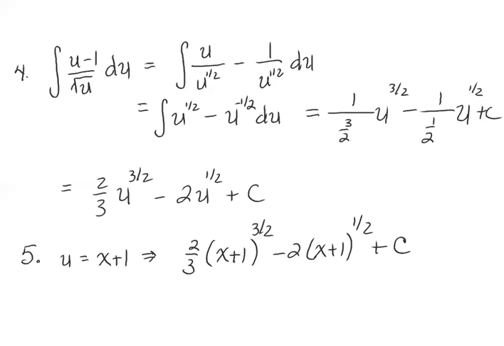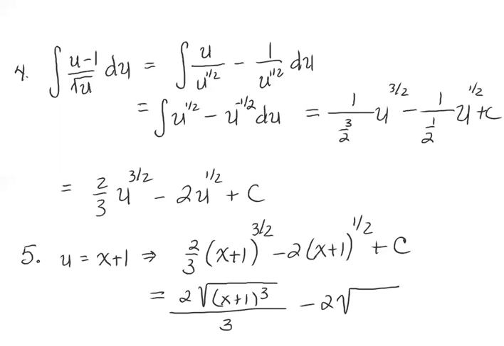Your homework, if you watch it solve things for you, might write it like this. It might write it as 2 times the square root of x plus 1 cubed, perhaps, divided by 3 minus 2 times the square root of x plus 1 plus c. Something along those lines. Okay? But either way, those answers are equivalent.